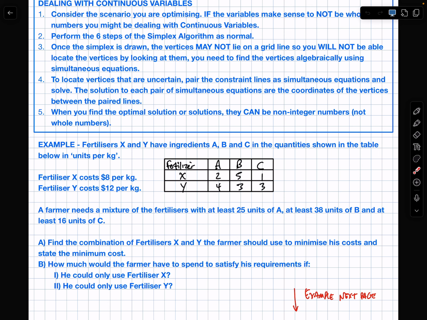Can we have a look at this example then? Is there any pertinent information provided in the first line of the example? There's no numbers there, so there's nothing important there. Is it important that X costs $8 a kilo? Yep. Highlight. Is it important that Y costs $12 a kilo? Yep.